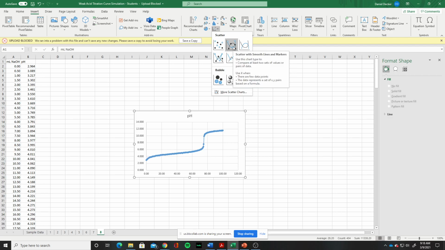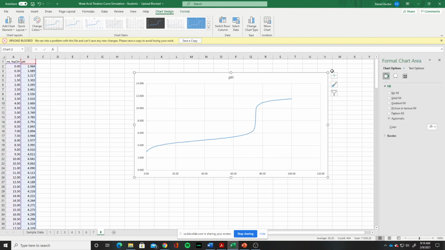The way I did mine was slightly different actually than what the lab said. If you did it this way, I actually prefer it this way. But if you want to do it this way, that's fine too. So the scatter with smooth lines doesn't actually show you the data points. The scatter with smooth lines and markers is essentially the same as the scatter with smooth lines, only it actually shows you the data points that it's putting in. Either one is fine by me. I'm not going to count off if you do it one way or the other. So this is probably what you had there.